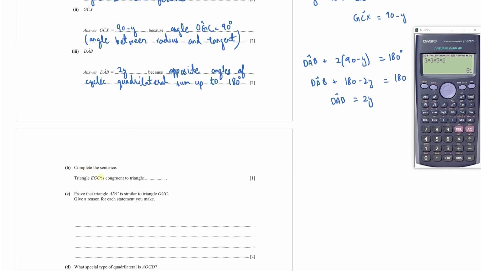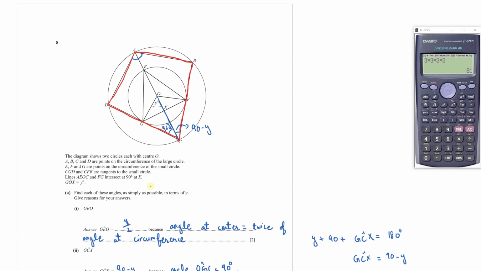The next part is complete the sentence. Triangle EGC is congruent to triangle. So let me erase this previous part. So EGC is this triangle EGC. So this is the triangle, and we have to find the other congruent triangle which is congruent to EGC. So the other triangle will be this one, EFC.